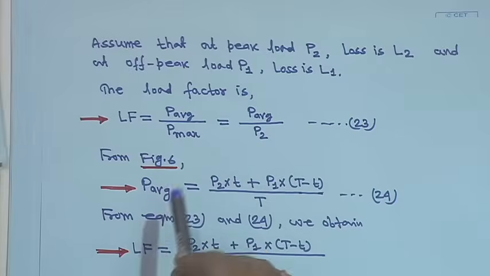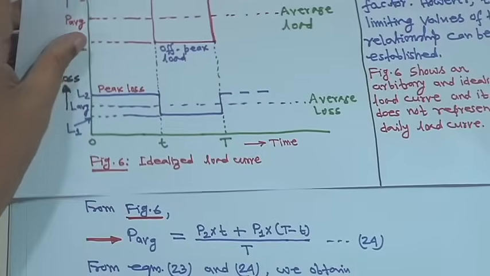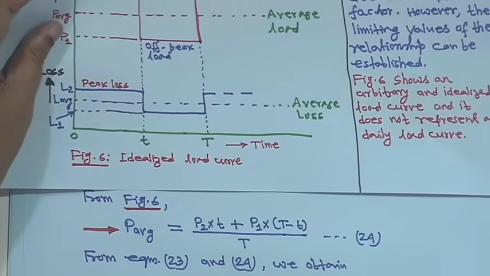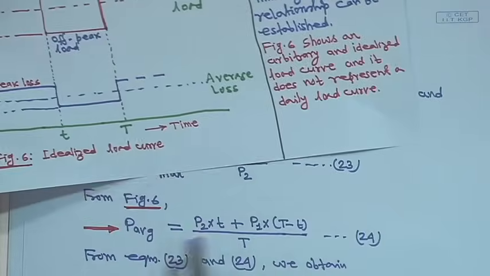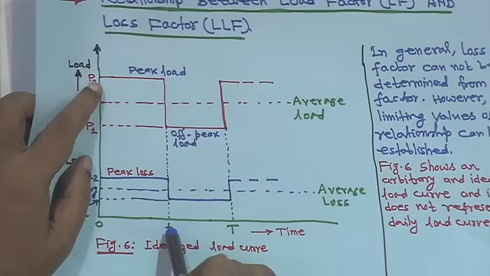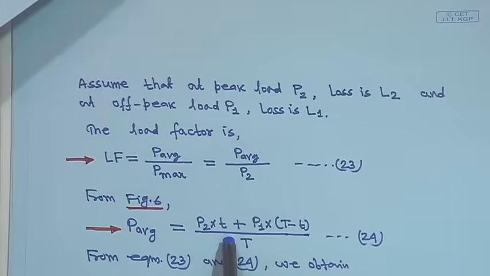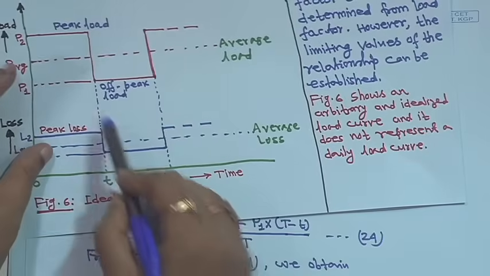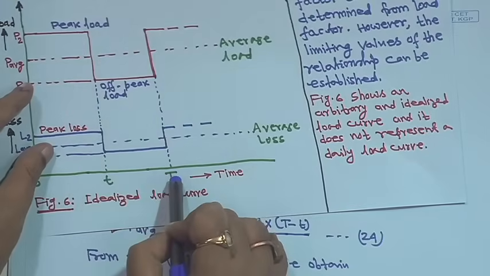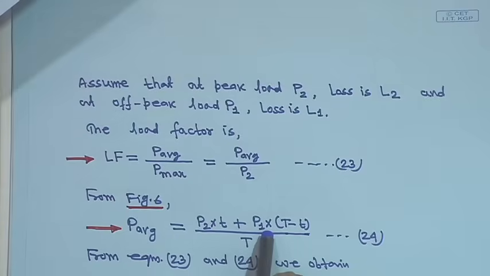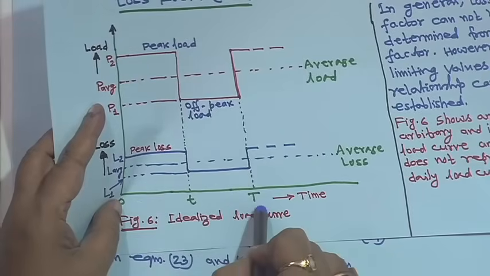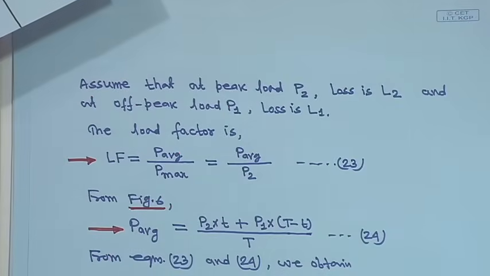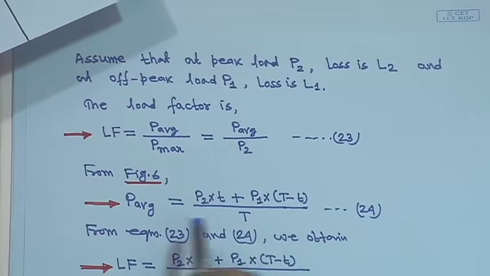Now, from figure 6, if you see, P average is equal to P2, whose duration is small t, so P2 into t, plus the off peak load level P1, whose duration is capital T minus small t. So, plus P1 into capital T minus small t, divided by the total duration 0 to T, that is divided by T. So, that is your P average.